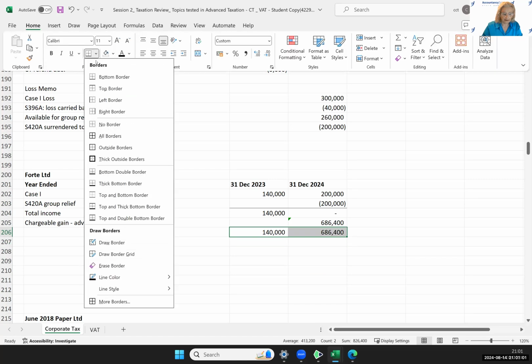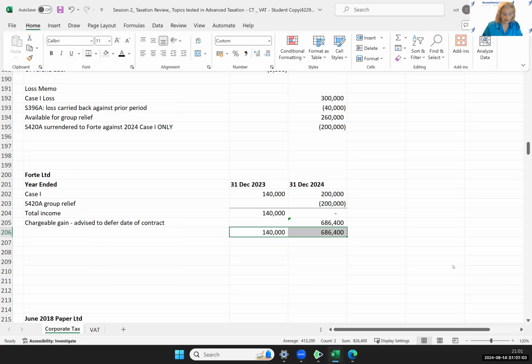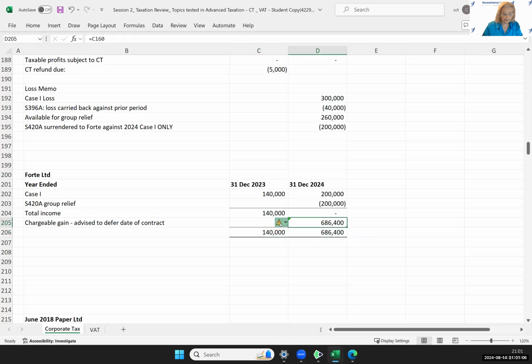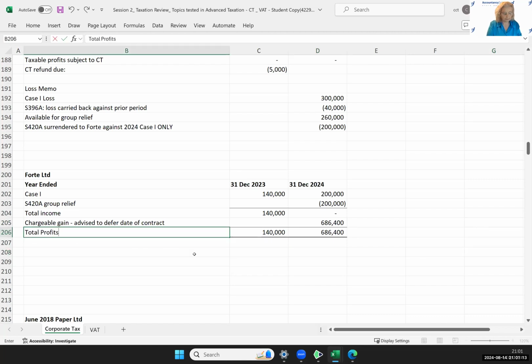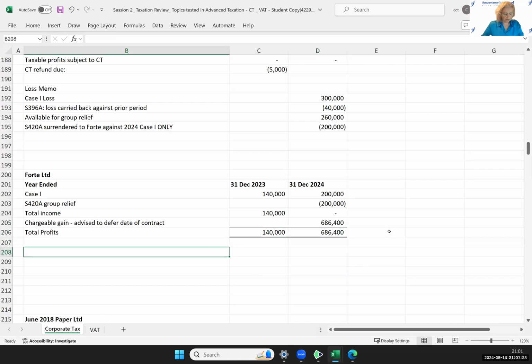Let me do all my little rows. So we've got total profits in Forte Limited of 140 and 686,400. Corporation tax at 12.5%. And then CT at 25%.